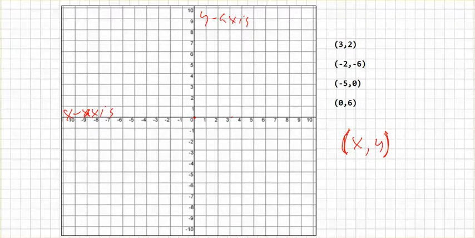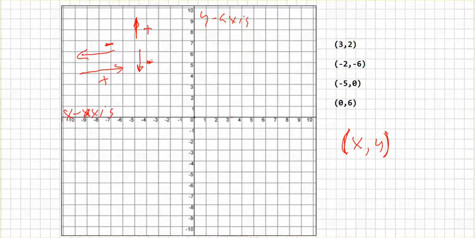When we plot a point, we recognize that the first value in the parenthesis is along the x-axis, meaning we move to the left or to the right. We move to the left if we're dealing with a negative number, and we move to the right when we're dealing with a positive number. If we are going upwards, that would be for a positive number, and if we're going downward, that would be for a negative number.